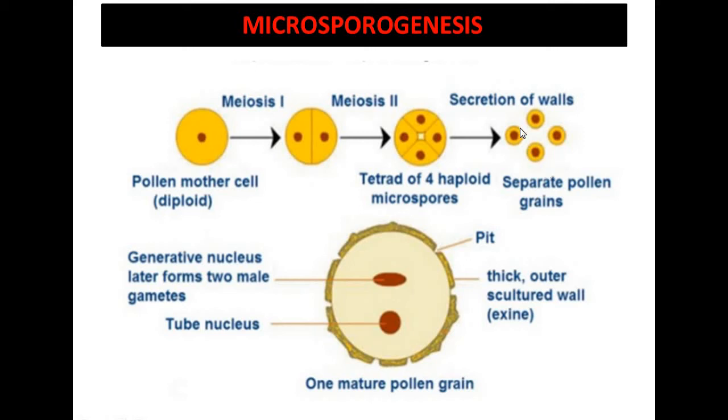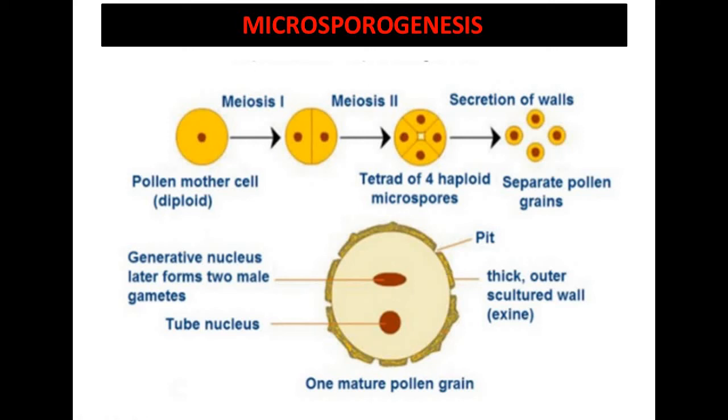Now if you focus on the structure of pollen grain, when the pollen grain is matured, at the time of maturity, you can see the pollen grain is having such kind of structure. Generally the pollen grains are spherical in structure, but they may be oval or oblong. Here we can see in the mature pollen grain, 2 layers are there. The outermost layer is called exine and the inner layer is known as intine.